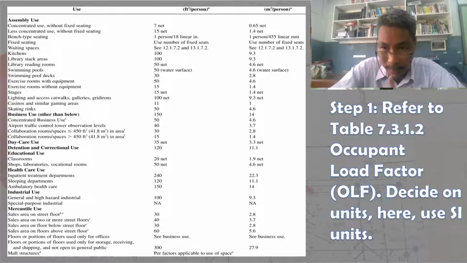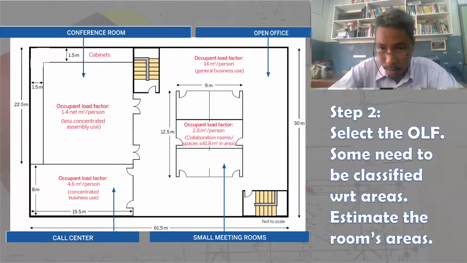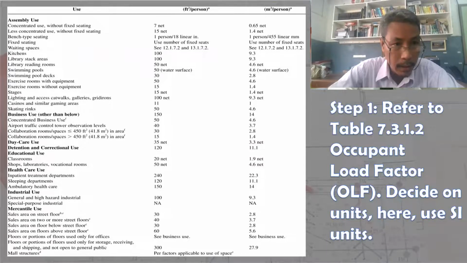Okay, let us bear that in mind and go to step 2, wherein we actually select the overload factor, starting with conference room. So what is conference room? Conference room is a place wherein there are plenty of people listening to discussion or participating in a discussion. Okay, so therefore, conference room is somewhat like an assembly of people. So assembly use. Okay, so can we say that? So there are several classification under assembly use: 1, 2, 3, 4, 5, 6, 7, 8, 9, 10, 11, 12, 13, 14, 15, 16.